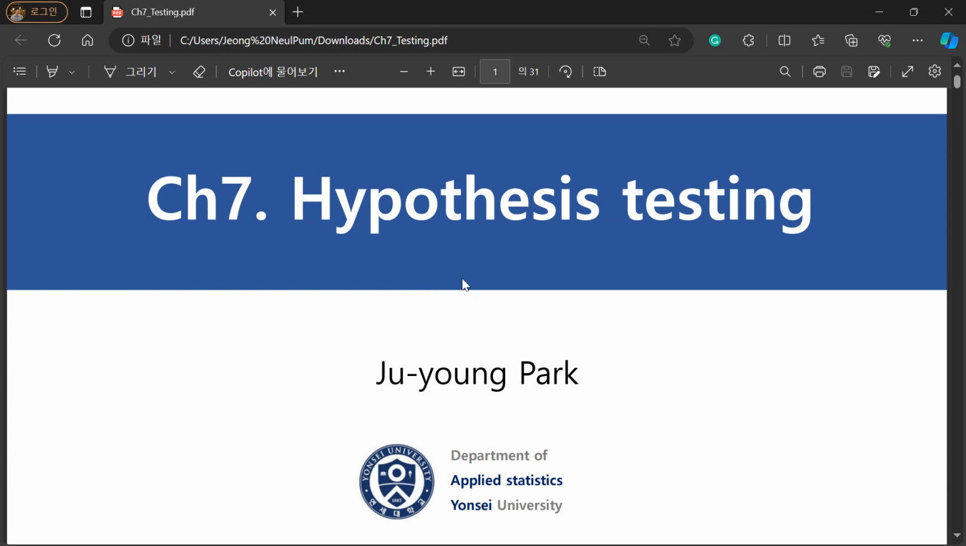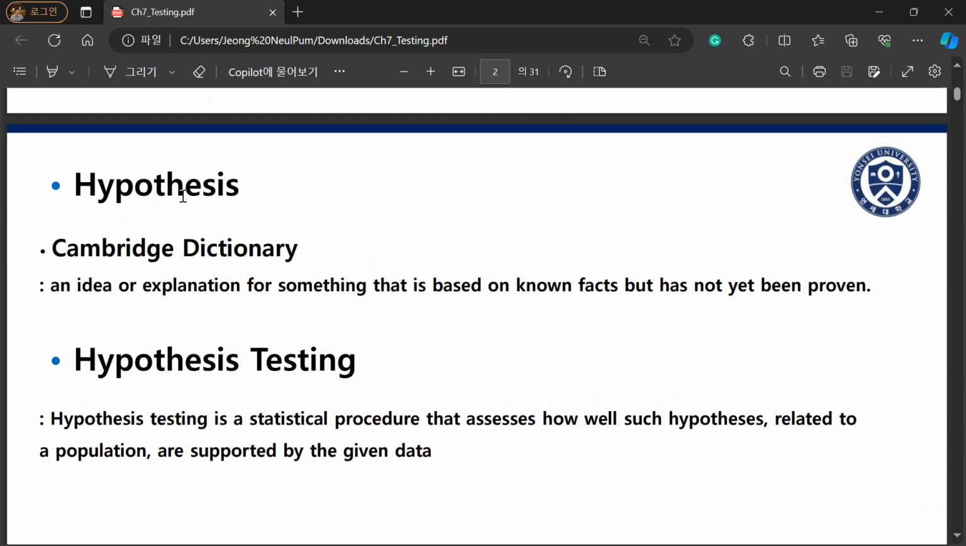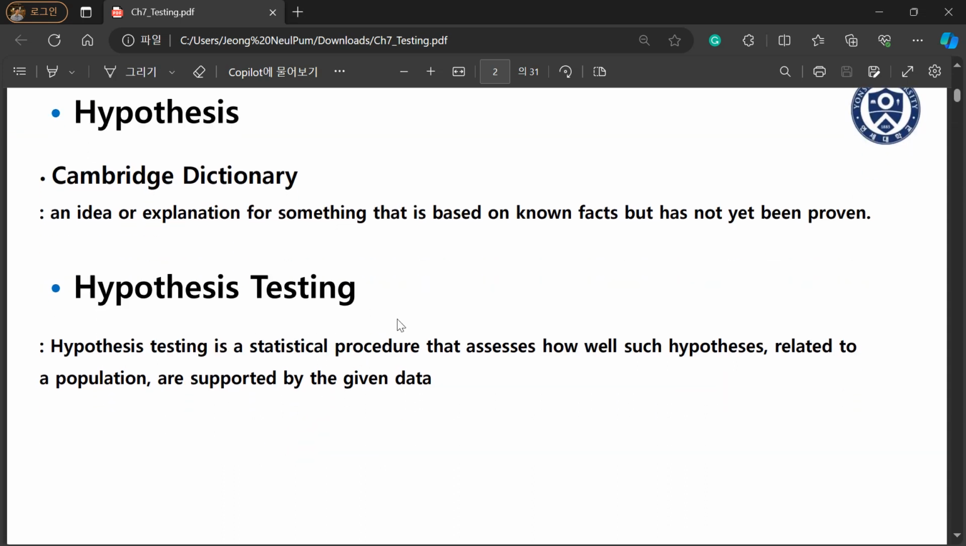Hi, this is our practice class about hypothesis testing, which is chapter 7, sorry. As I already know, hypothesis testing is about testing whether our hypothesis is correct or not, given our own data. So we have to select a certain side based on our data.